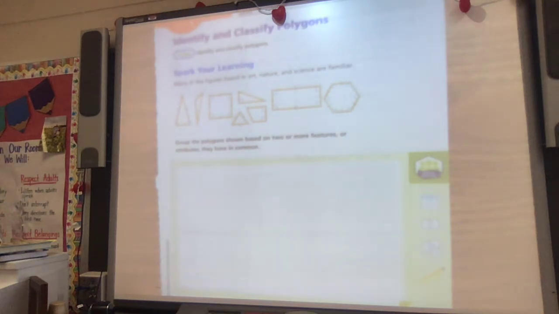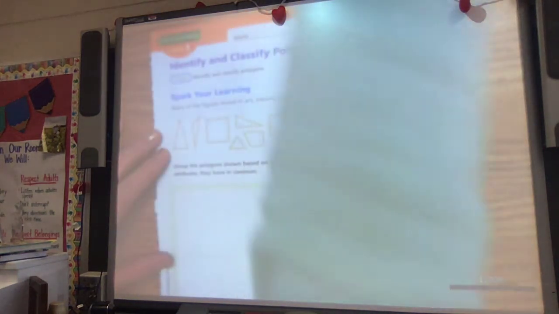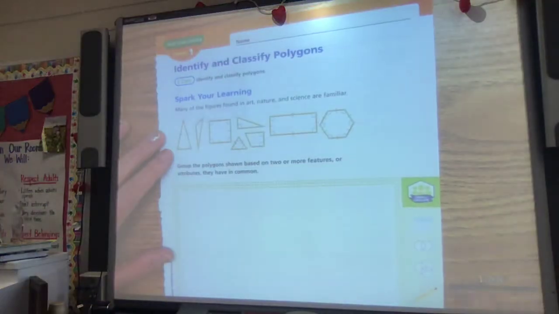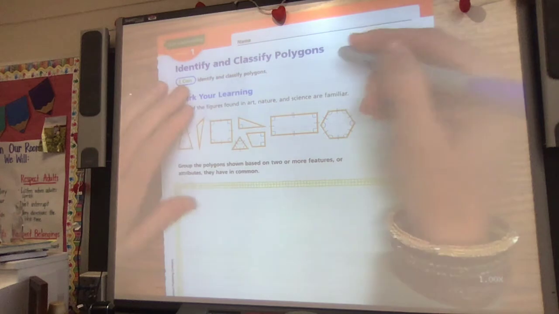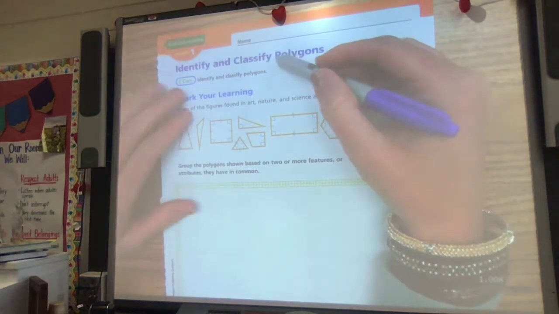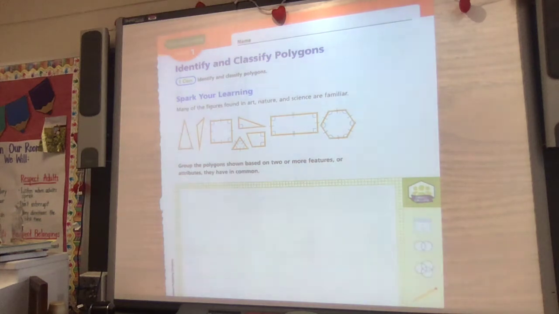Okay. So yesterday we talked about lines and angles and how we're going to see them in our different polygons. So the first thing, or our job today, is going to be to identify and classify polygons. There we go, that's better. Identify means we can name them, we know what they are. And classify them means we can put them in groups based on their attributes.